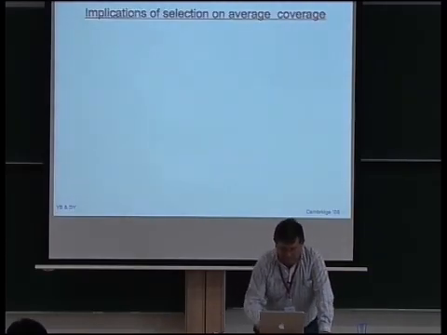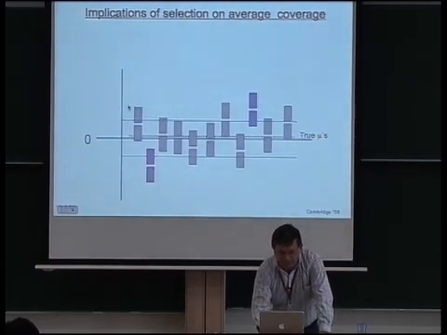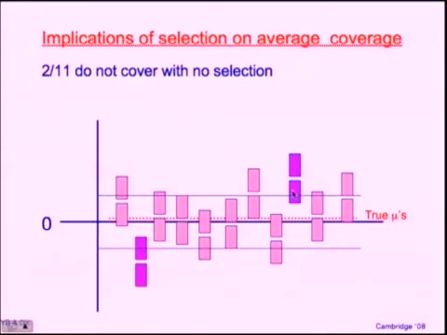I would like to first give a simple example of why we should worry about it. We are selecting parameters whose estimators are away from zero, and constructing confidence intervals for them. So for each of these, this is a confidence interval, this is the estimator, this is zero, and the dotted red is the true mu's, which are the same for all of them. Now, if we look at these confidence intervals, we see that this one doesn't cover its parameter, and this one doesn't cover its parameter. So in fact, 2 out of the 11 do not cover if we have no selection.